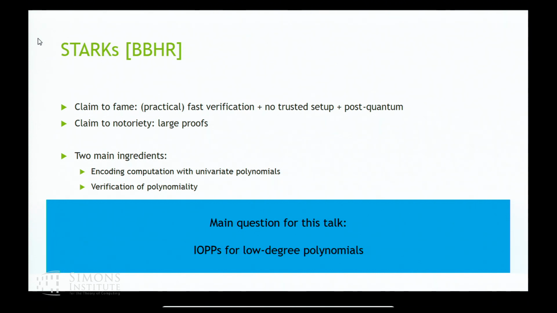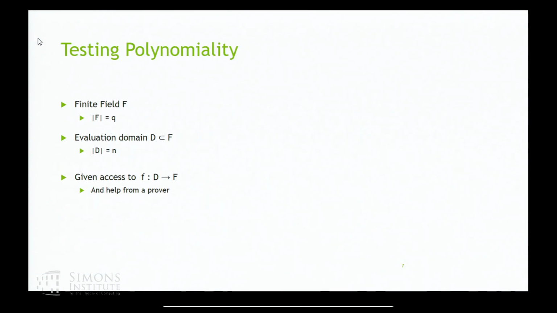So what I'm going to talk about is IOPPs for the property of being a low degree polynomial. I have a string. I want to know, is it a low degree polynomial or is it far away from being low degree? So this is the setting. We have a finite field F of size q. We have an evaluation domain D, which is of size n. N need not be the same as q. And we have access to some function f from D to F_q. And we have help from a prover, and we want to know, is this close to a univariate polynomial of low degree? Without help from a prover, you have no chance.